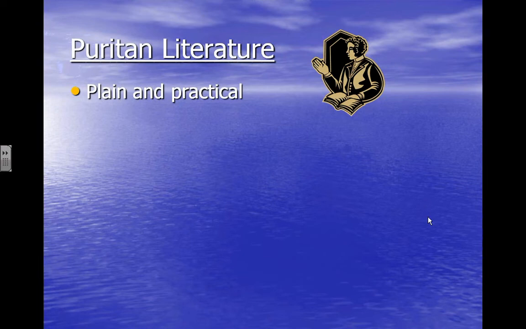Now, as you can imagine, with what we learned about Puritans in the first PowerPoint, the kinds of literature that Puritans are more interested in are going to be plain, just very much like the style of dress, their home styles, and everything else. And it's going to be practical. It has to serve a purpose. And the two purposes that Puritans found for literature were to provide a person with facts, such as what kind of crops to grow where, or how to read, or how to figure out a math problem.